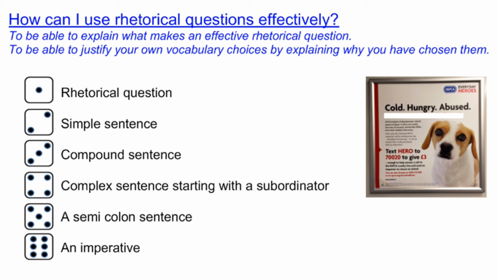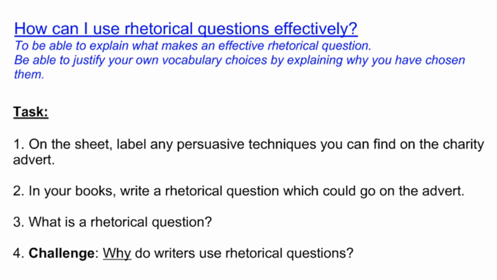After you've finished all of this, there's a reflection exercise that I would also want you to focus on as a way to really think about our objective for this tutorial. The objectives, again, were to be able to explain what makes an effective rhetorical question. I hope you have achieved that. I hope I've explained it clearly to enable you to do that. And then you were also asked to justify your own vocabulary choices by explaining why you have chosen them. So that is a reflection task.